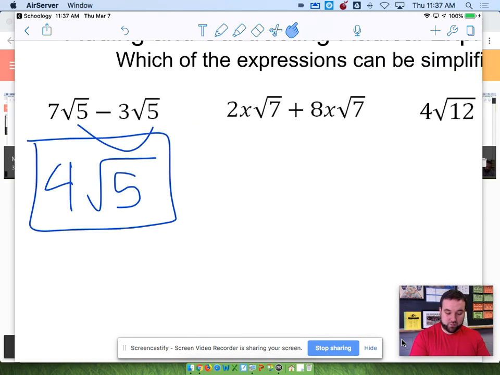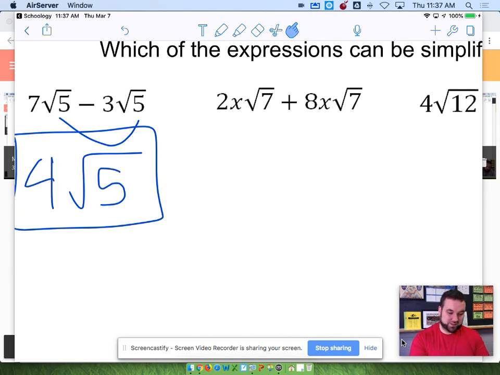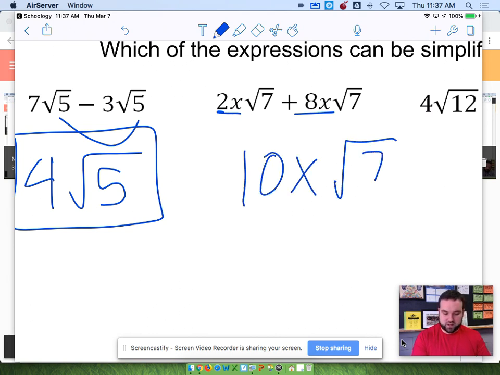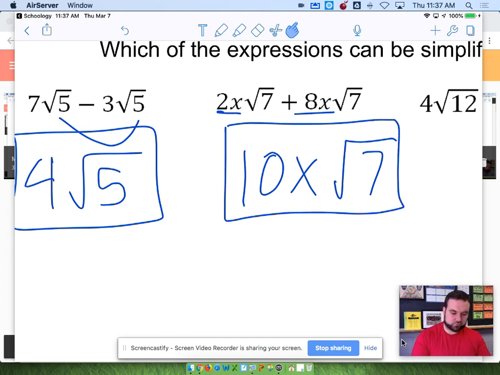For the next one, we threw a variable in there, but that doesn't change anything. If I have 2x root 7 plus 8x root 7, they're both root 7, and I can add 2x and 8x to get 10x. So that one's fully simplified.